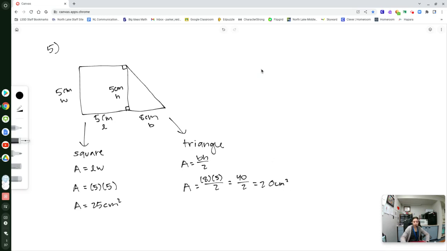So if I want to find the area of the entire composite figure, I need to add those two areas together, 25 plus 20 to get 45. The area of the entire composite figure is 45 centimeters squared. Again, do not forget to label it with our centimeters squared.